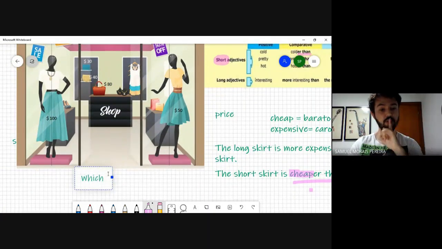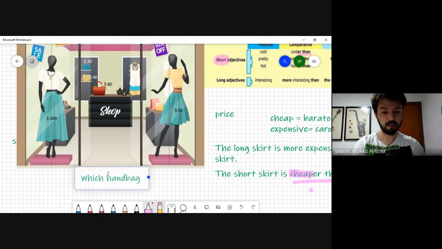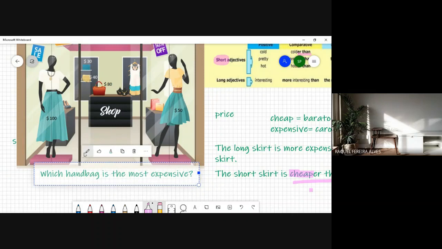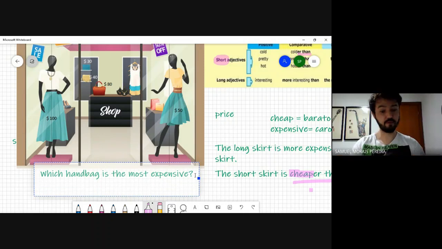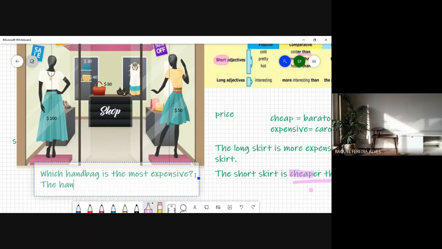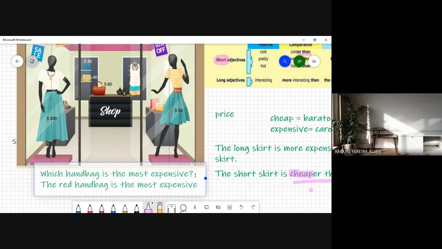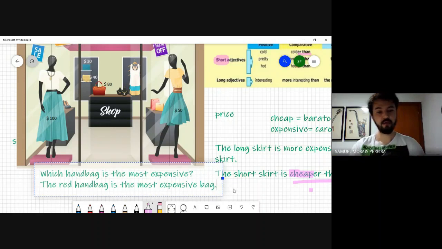Okay. So I'm going to repeat the question just a moment. The question was, which handbag is the most expensive? Okay. The red bag is the most expensive bag. Perfect. So the red handbag, right, is the most, so Rachel, the most expensive bag, right? Yes. That's right. Can you see, guys?